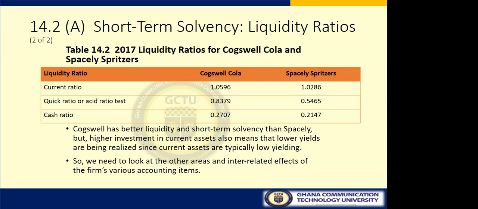Okay, so let's continue from where we ended, and then I'll leave the rest with you to go through. So somebody should take us through this. The current ratio. We are comparing two companies, Cobweb Cola and Spritzers. The current ratio of 1.0596, what does it mean for Cobweb Cola? And that of 1.0286, what does it mean? And which of them is doing better than the other? The floor is open.